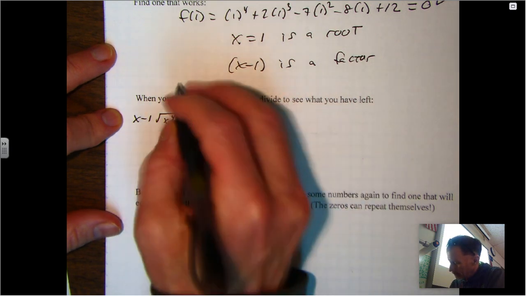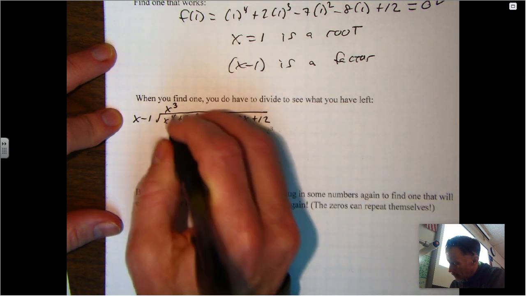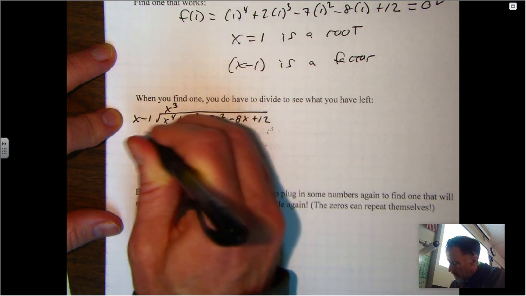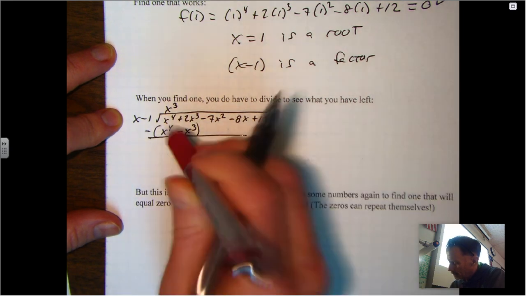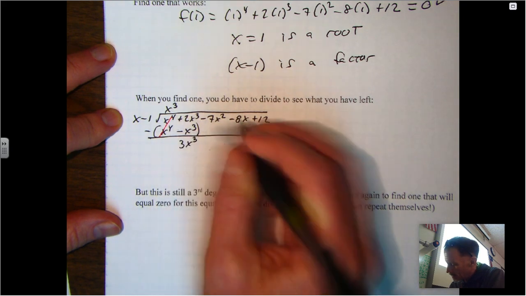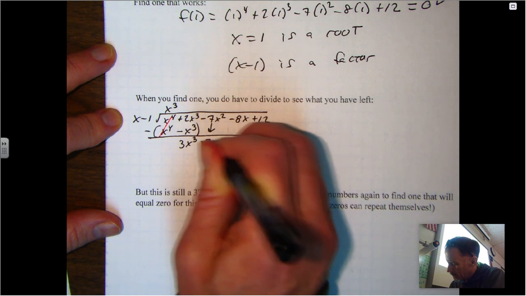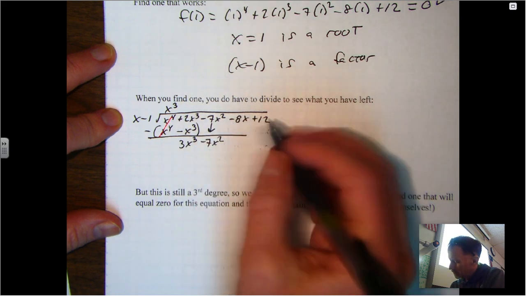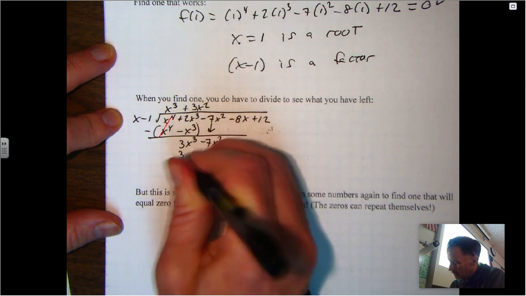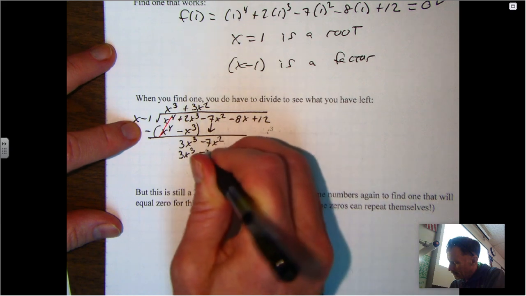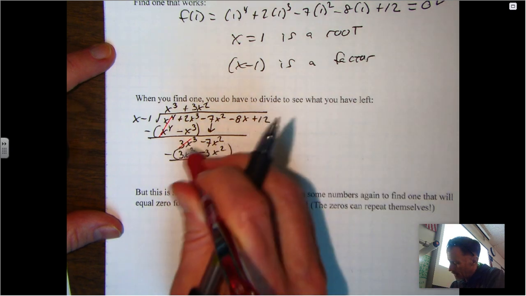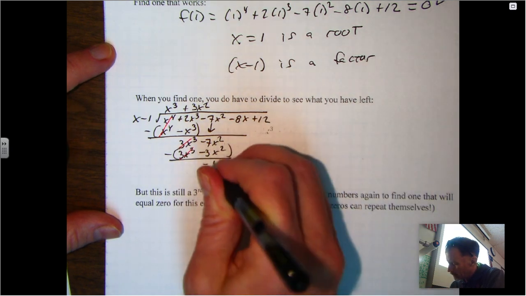Okay, and start dividing. So x into x to the fourth, x to the third. And that's going to be 3x to the third. Don't forget to change signs. That's 3x squared, x into 3x to the third. And again, watch your signs. This is going to be a negative 4x squared.